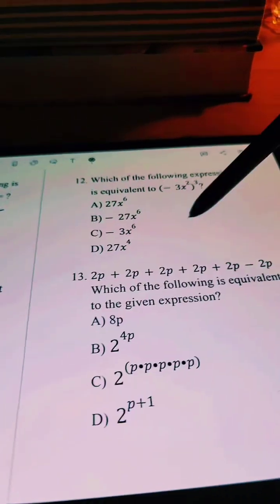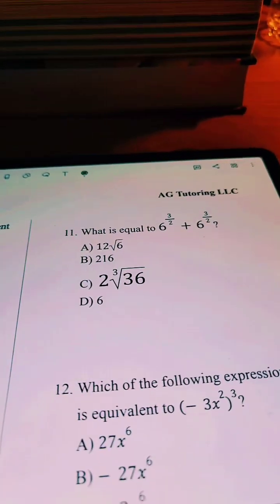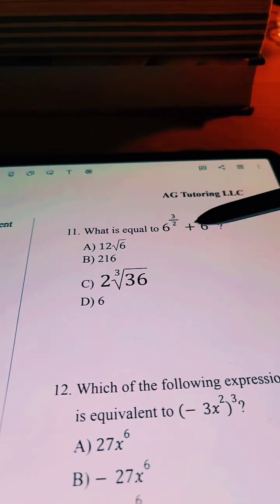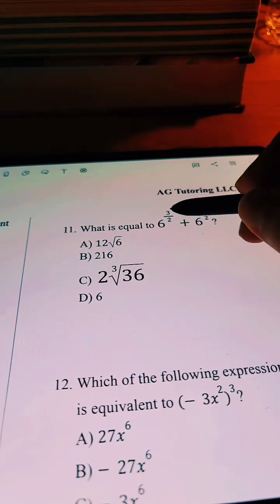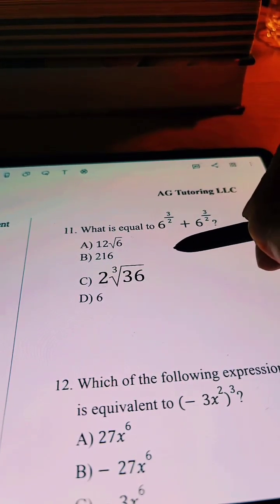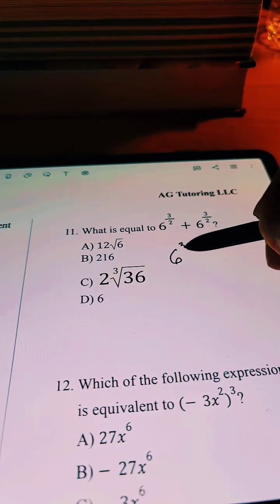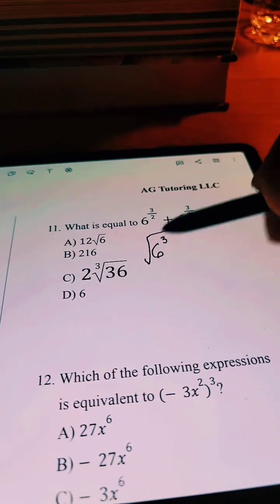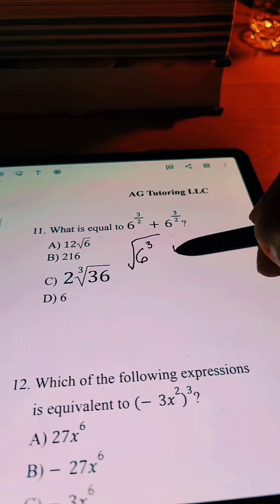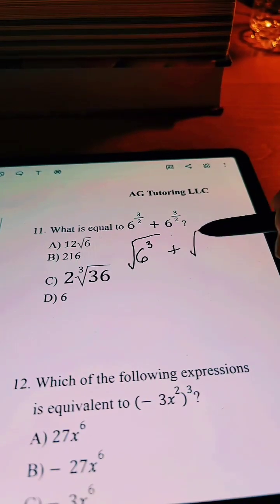Okay, so let's go to number 11. So for number 11, what's equal to this? So remember, if you have a fraction as the exponent, the numerator in that fraction tells you what you're raising the base 6 to, and the denominator tells you what kind of radical you have. So the 2 tells you it's a square root. And then it's just the same exact thing right over here.